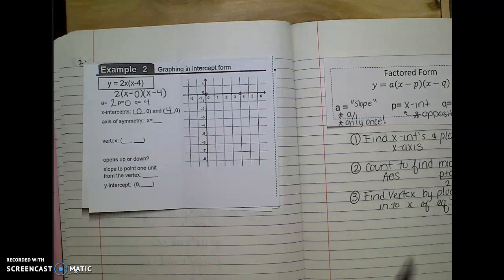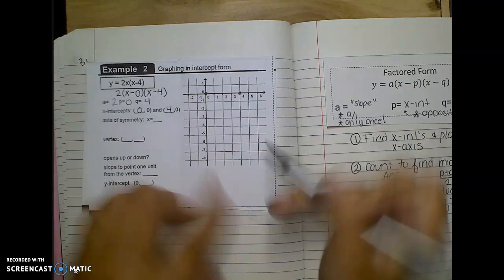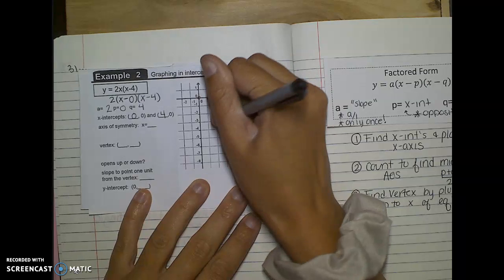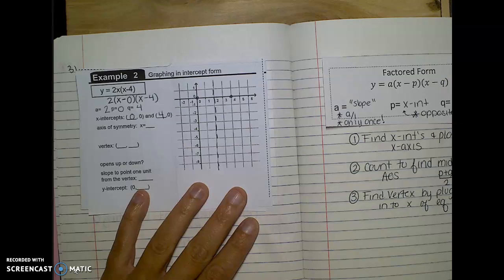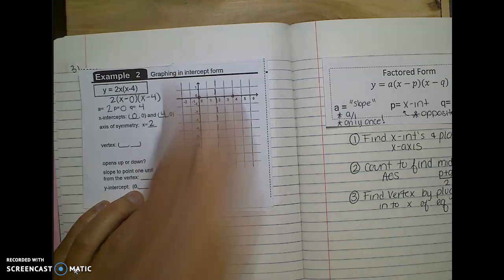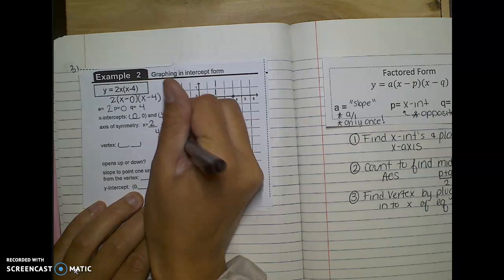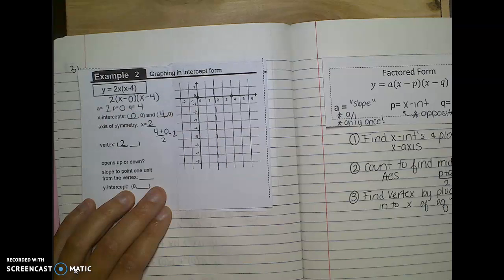And then like we talked about before, we can count to find our axis of symmetry, which our vertex is on. So our axis of symmetry is at 2. But we can also use our little formula where we do 4 plus 0 over 2, which is 2, which is also the x value of my vertex.